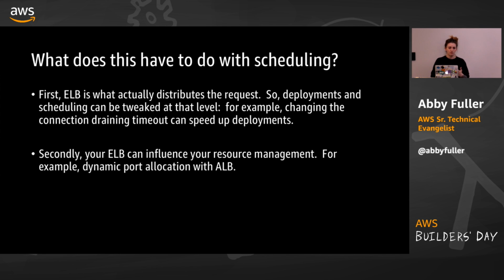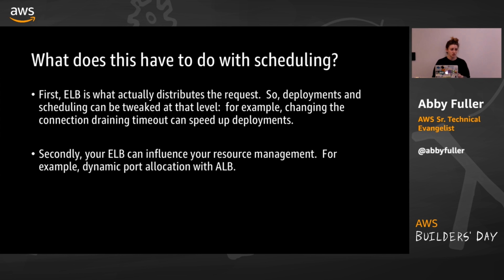An example of this would be in an ECS deployment, when you add a new revision of your task, the load balancer will very slowly drain connections off the previous revision if it passes health checks, and then roll those over to the next revision. That's an example of connection draining, and that's something that you can speed up by tweaking the connection draining timeout.